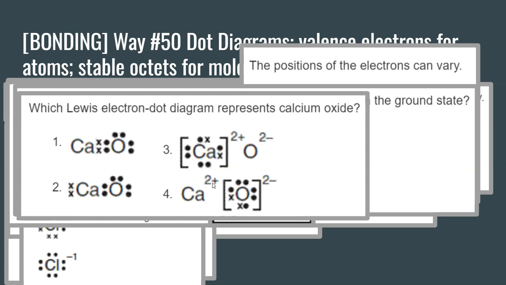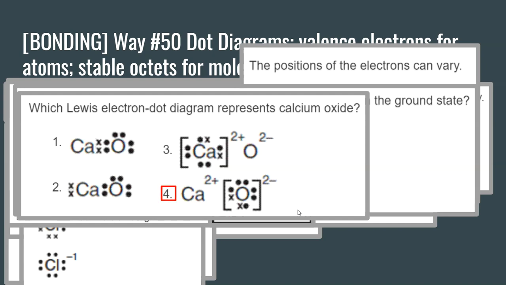It lost 2 negative electrons and is therefore positive 2. Oxygen gained 2 electrons and is therefore negative 2. Because they're oppositely charged particles, they're going to attract one another in an ionic compound. To indicate the electrons from oxygen, we use black dots, and we use X for the electrons that came from calcium. Alternatively, you could just simply draw 8 black dots around oxygen. So answer choice 4 is correct.